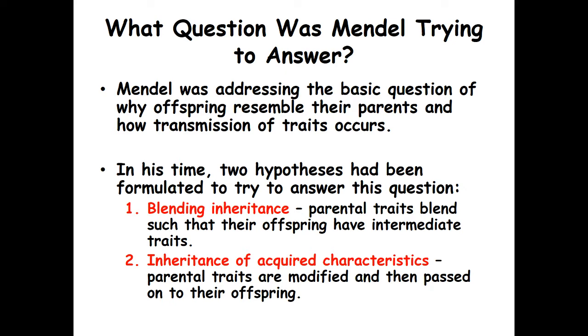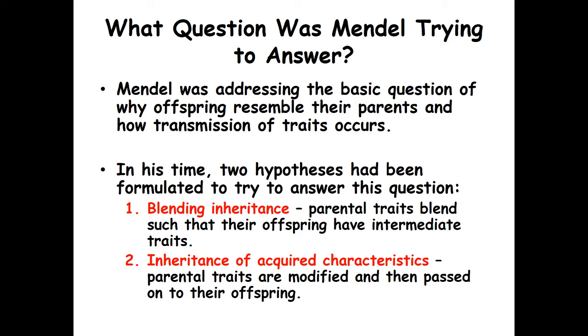At that time, people were wondering, they all see that kids look similar to their parents, but they don't know how. So there were two hypotheses at that time. One is blending inheritance, which basically means that the characteristics of both parents blend together and become the offspring. The other one is inheritance of acquired characteristics.